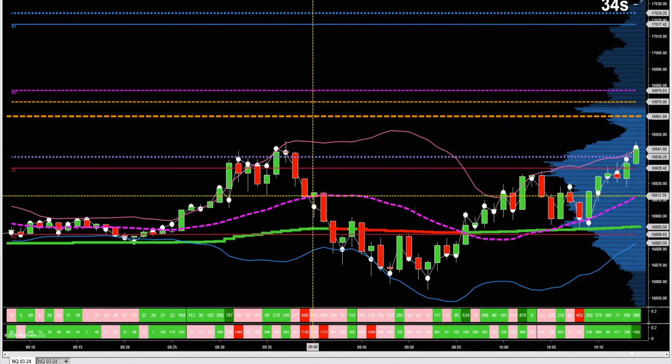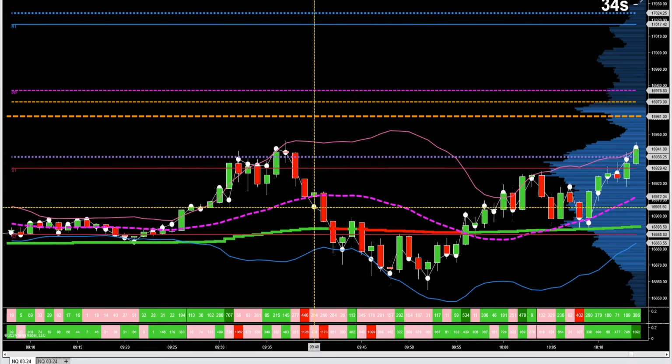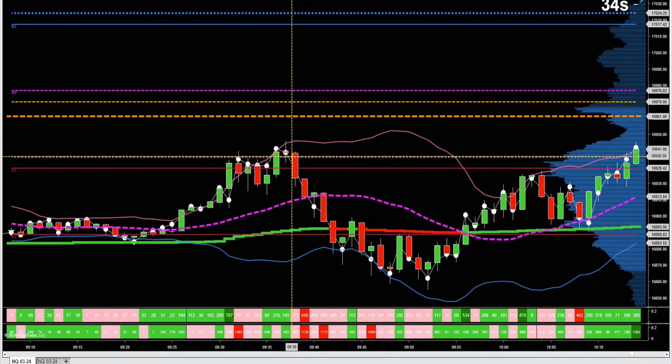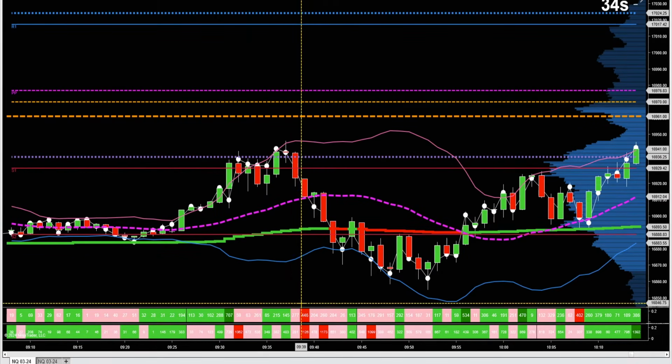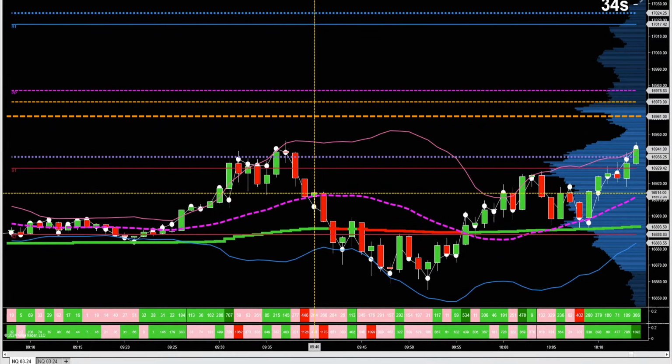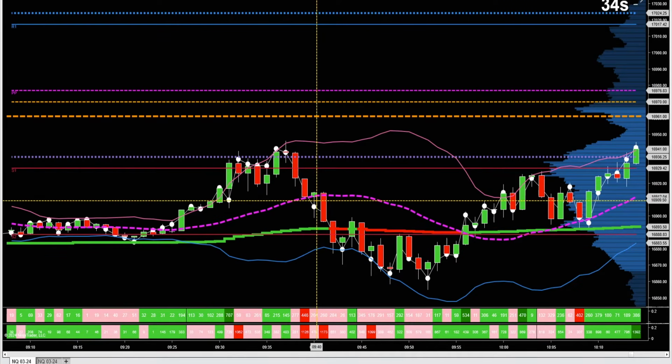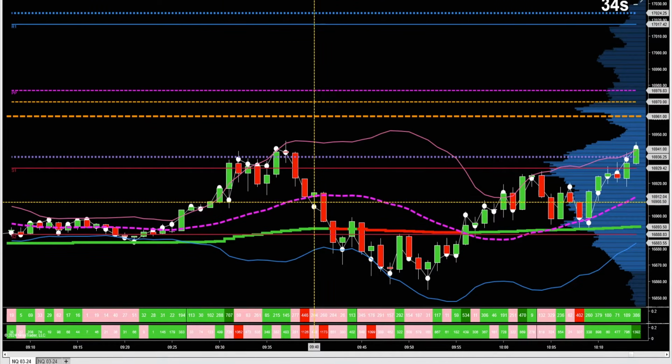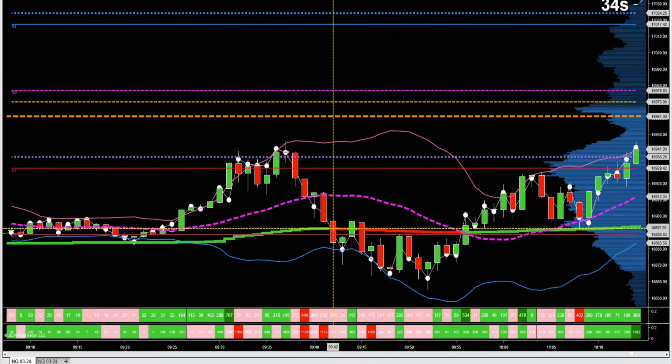So we do have a wicky candle here with the point of control being drawn down into it. But after seeing this rejection and all this strong negative delta coming in, I'm not sold on a bounce higher at the moment. I did take a short when we crossed below the 20 here, targeting VWAP.